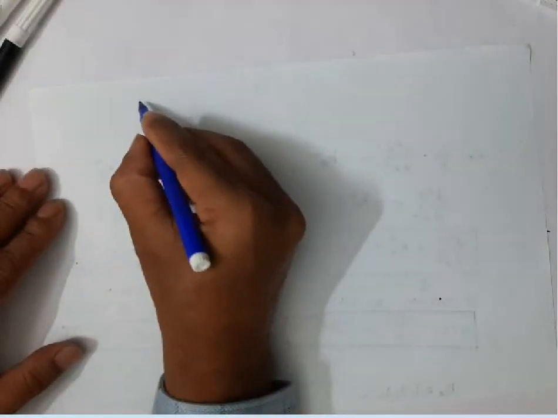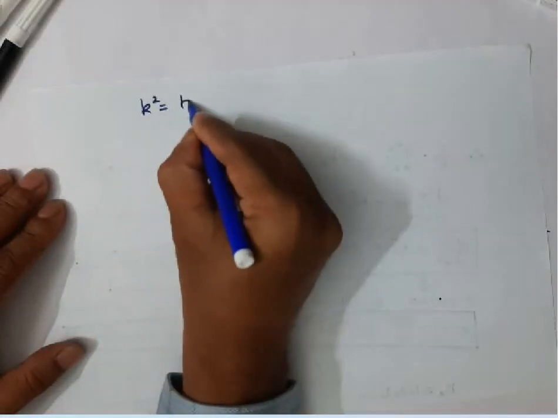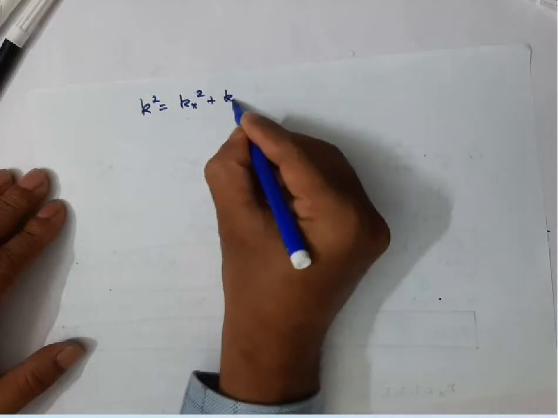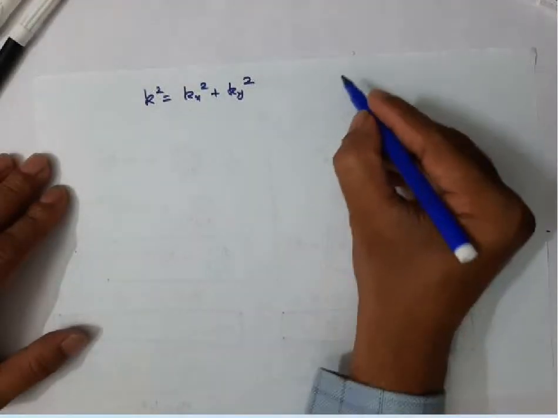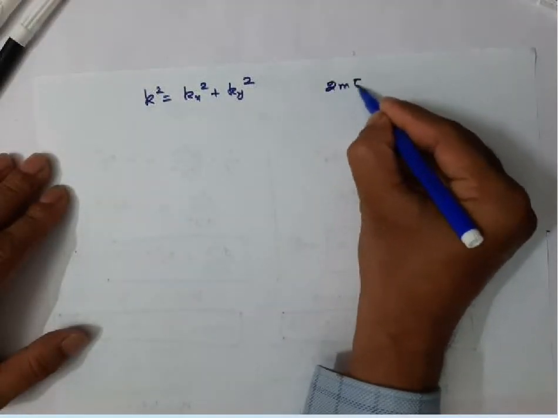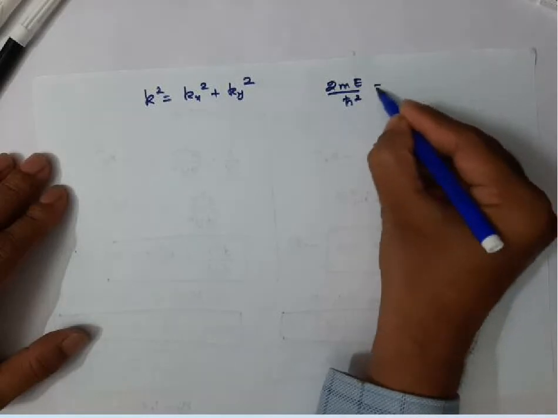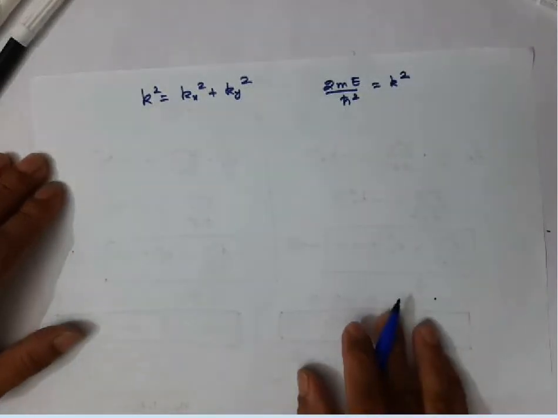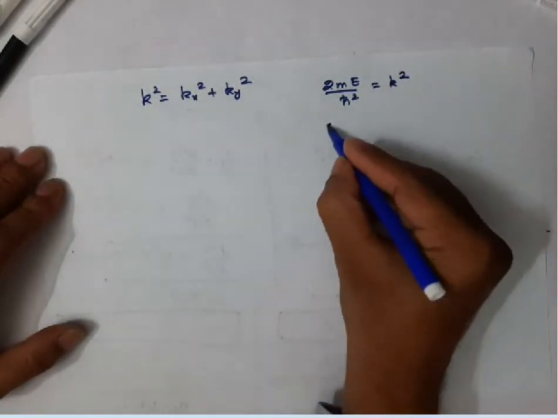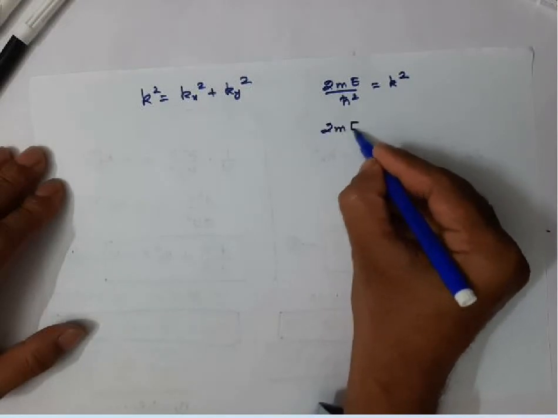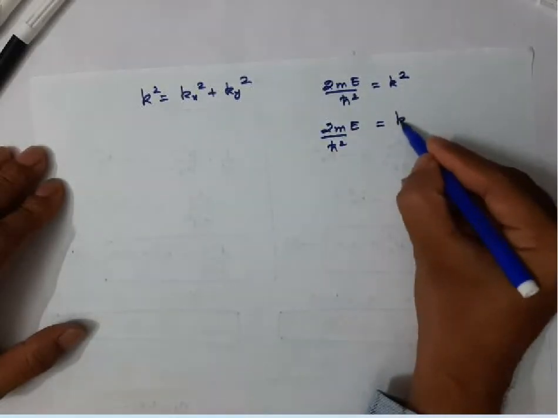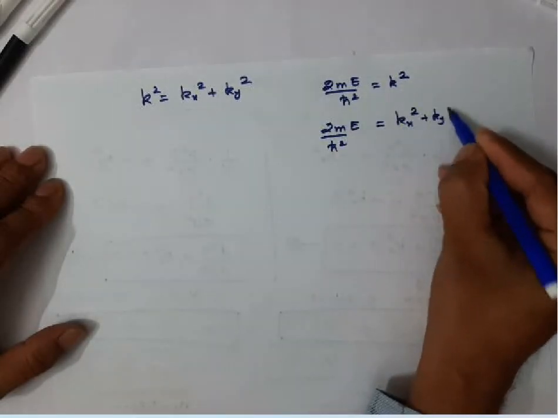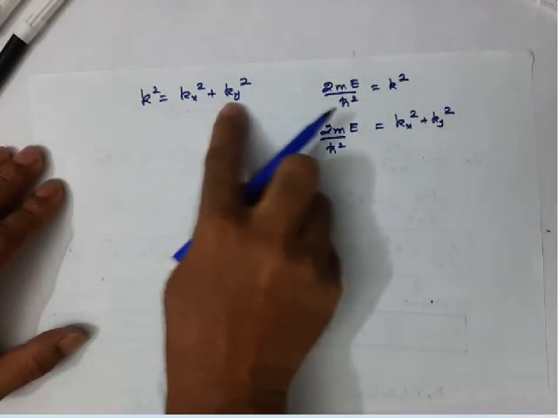What I'm trying to say is that we know k square equals kx square plus ky square. And we also know that 2mE by h bar square is equal to k square. Now in the place of k square I'll put kx square plus ky square, because k square is equal to these two.